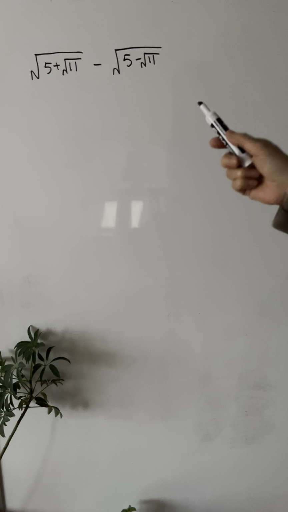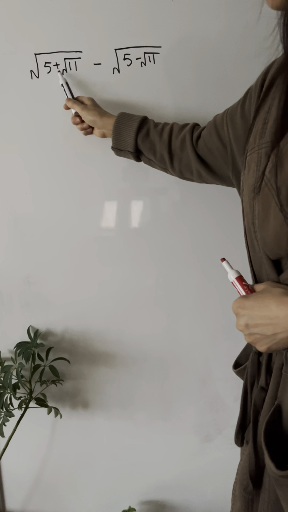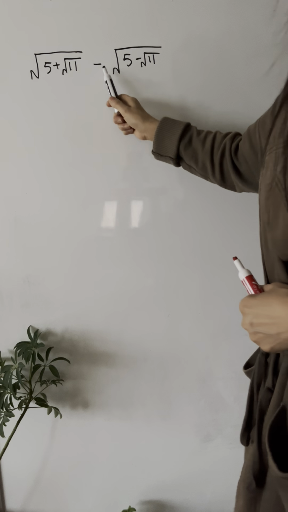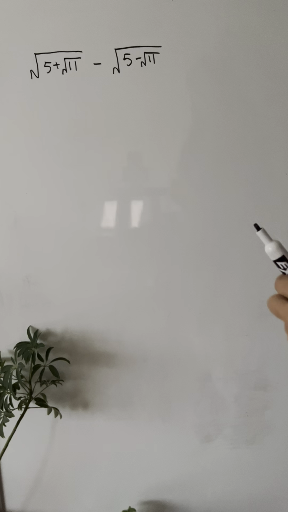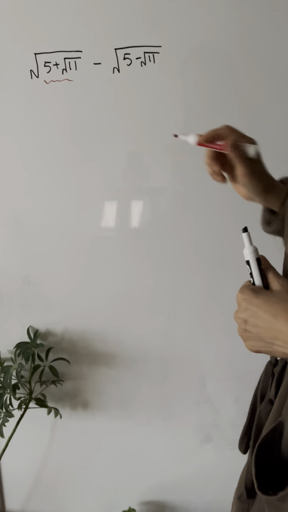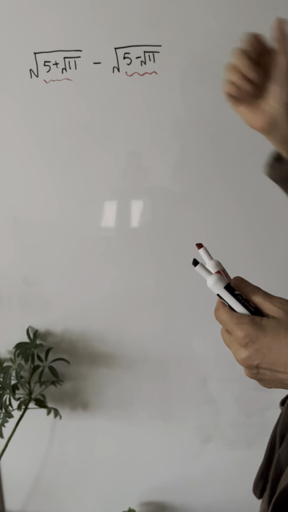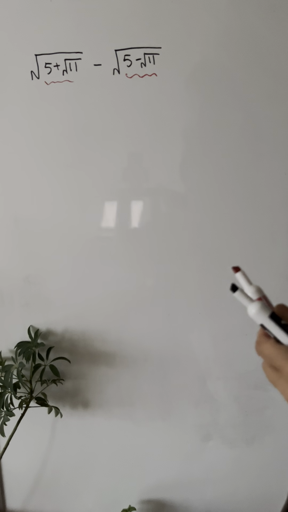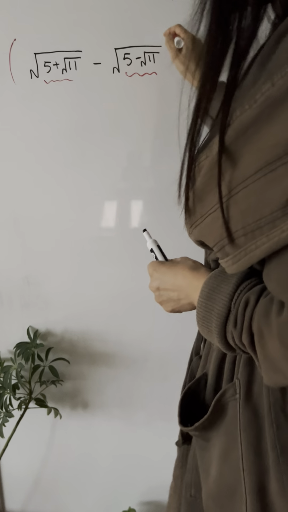So we like to simplify these radical expressions. So I have the square root of 5 plus square root of 11 minus square root of 5 minus square root of 11. So we observe, we have 5 plus square root of 11 and 5 minus square root of 11. If we multiply those two, we get a difference of 2 squares. We get 5 squared minus square root of 11 squared, right? So that gives us a hint, okay, we want to square this.